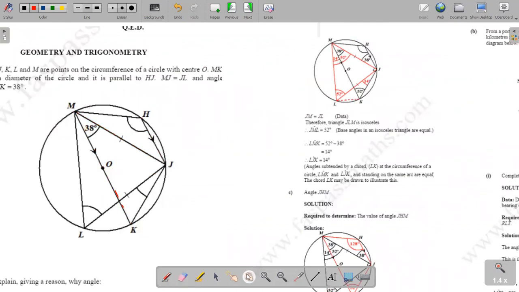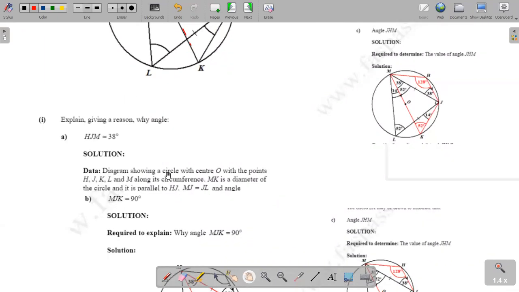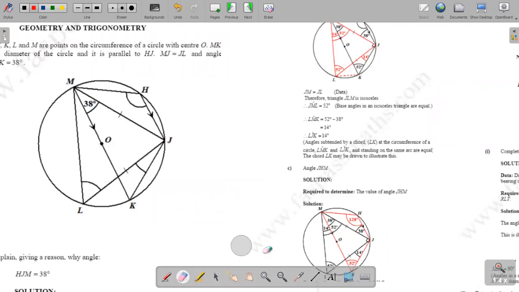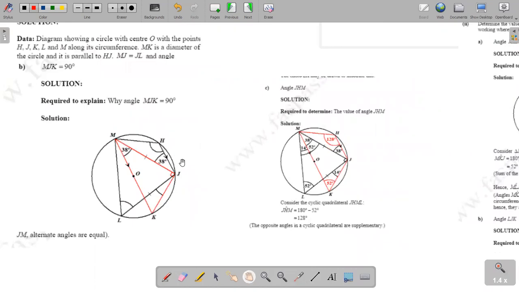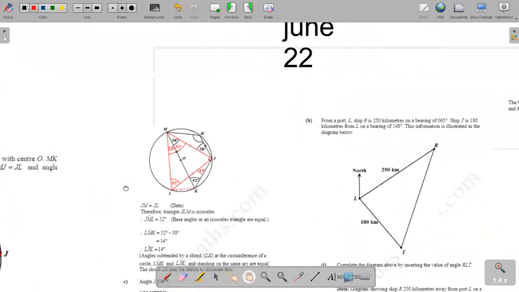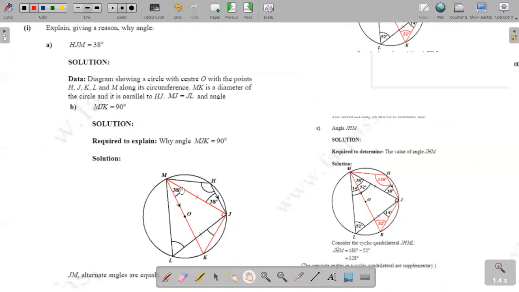The next one they ask us to find is MJK is 90. So let's find MJK. They say state why MJK is 90. This is M, J, and K. We didn't do this one just now. Why is MJK 90? Who could tell me why MJK is 90? Which rule is this one? This is the one with the semicircle. Look at it right there. So the reason is because the angle is formed on the diameter, which is what we call angles in a semicircle.